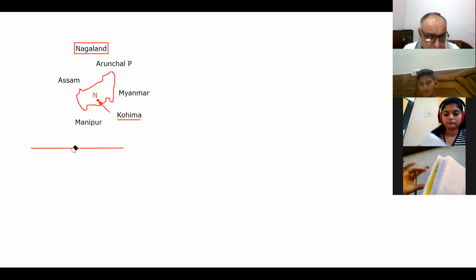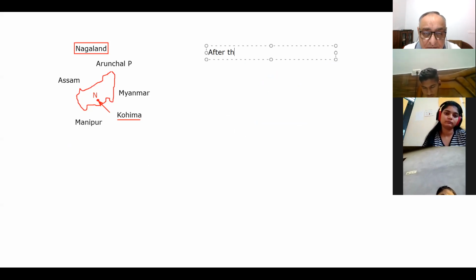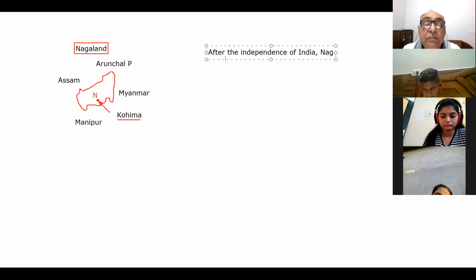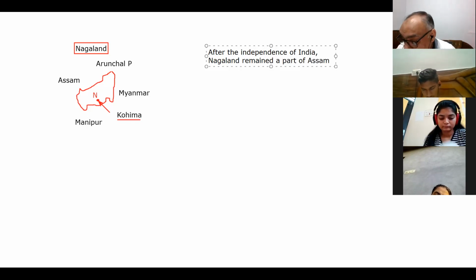So now the next important thing is that after the independence of India, Nagaland remained a part of Assam. Nagaland Assam state का part है.